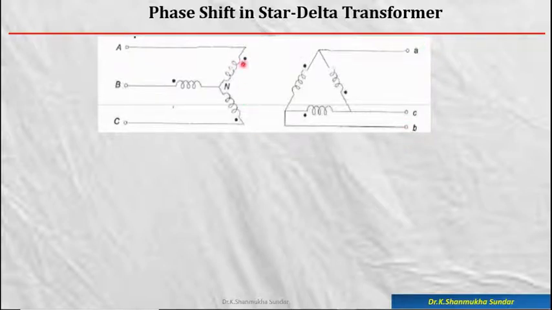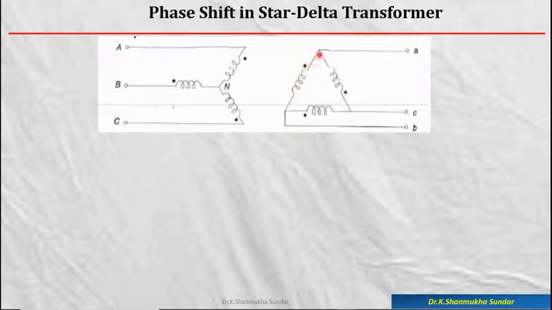Now let us see the dot convention we have used here. This is the dot convention on the secondary side, which means the current will be entering from the dotted terminal to the undotted terminal. The windings which are shown parallel to each other are magnetically coupled and are wound on the same core. See the winding A to N. This winding is in parallel with this winding.